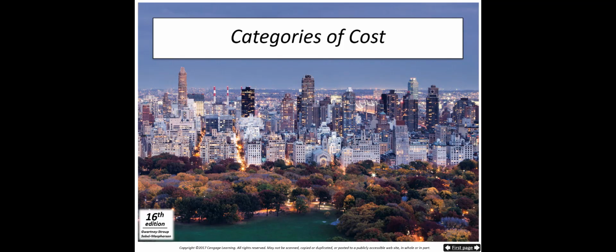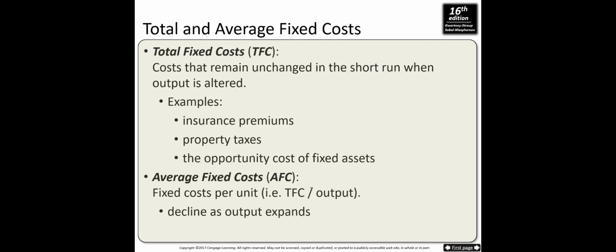And next we talk about the categories of costs. The first one is the total fixed costs. And the cost that you see here, please pay attention, this is short run, okay? Why? Because we have one fixed resource, total fixed cost. Costs that remain unchanged in the short run when output is altered. So what does that mean?